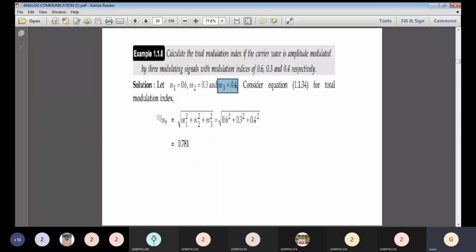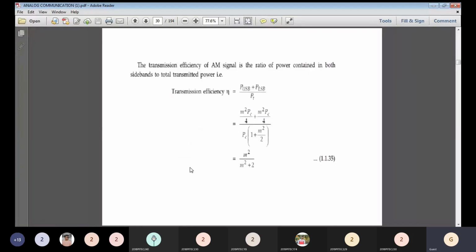So what is the total modulation index value? This is the formula: square root of m1 square plus m2 square plus m3 square. If we have more input signals, for example 5 input signals, the modulation index formula is equal to square root of m1 square plus m2 square plus m3 square plus m4 square plus m5 square. So all 5 signals' modulation index values are included. Here in this problem, we have been provided only 3 terms: 0.6, 0.3 and 0.4. The total modulation index value, MT, is equal to 0.781.